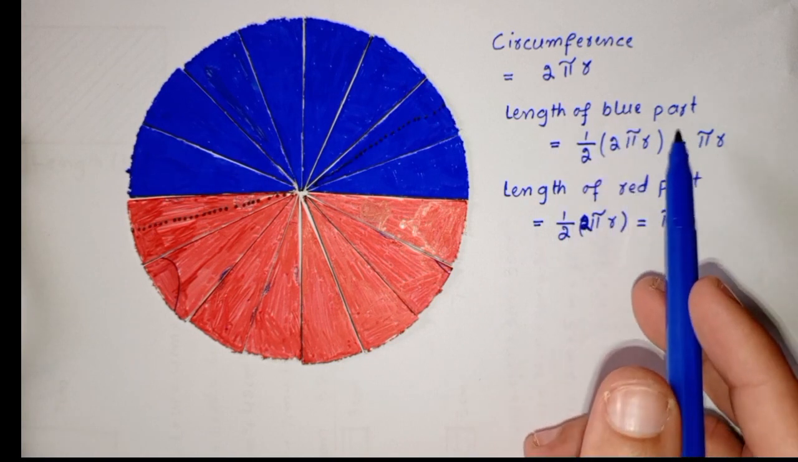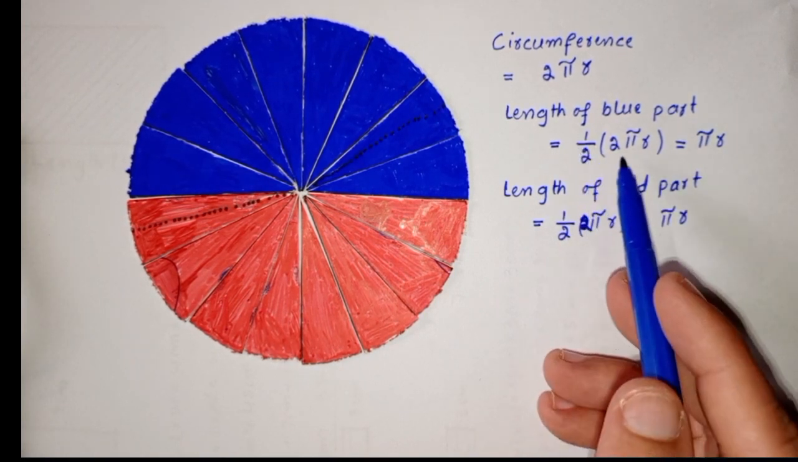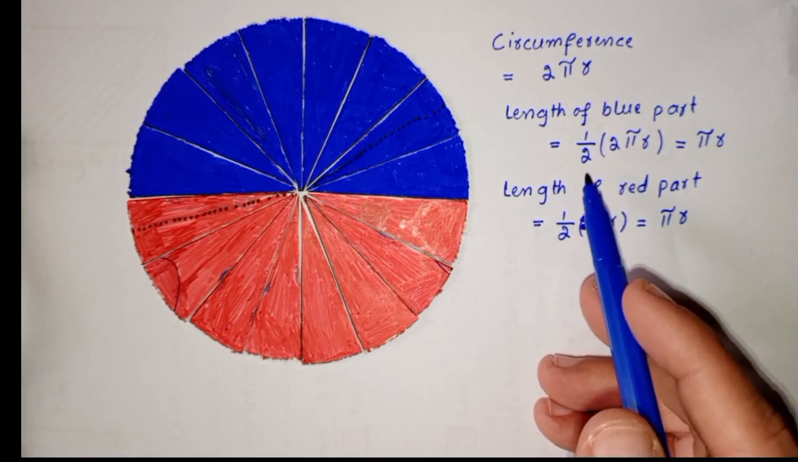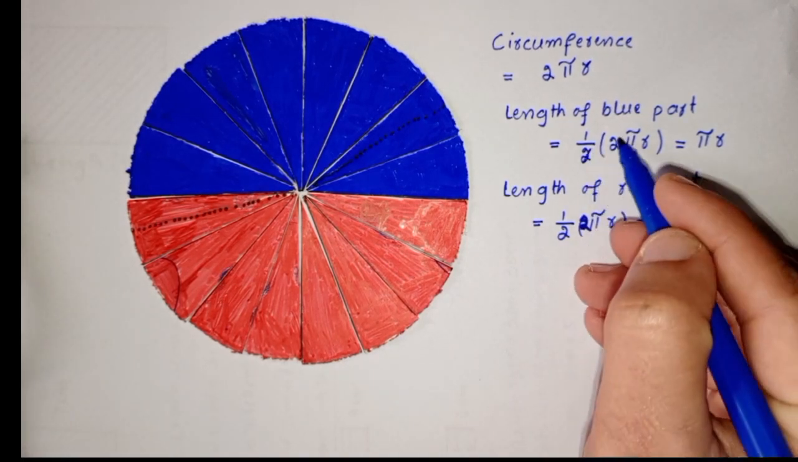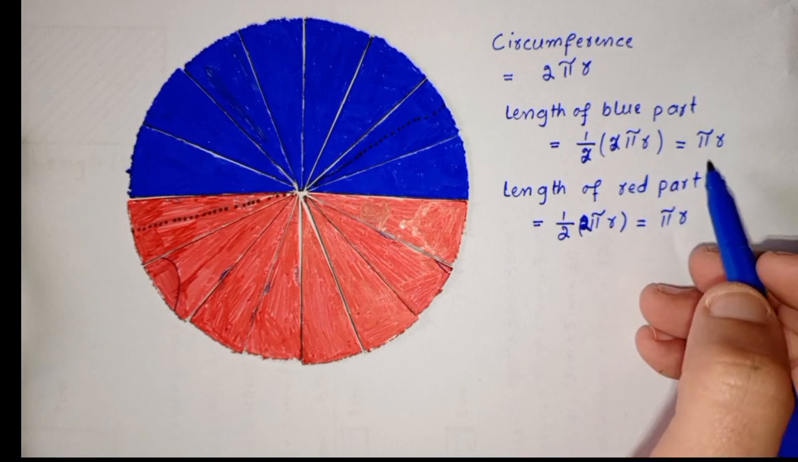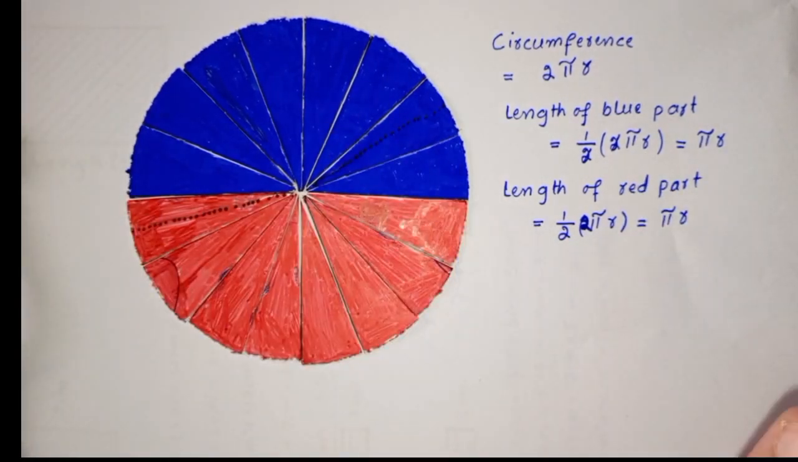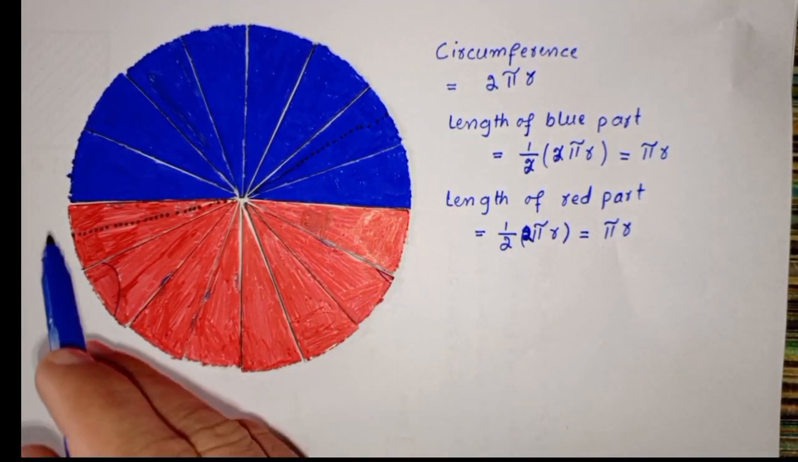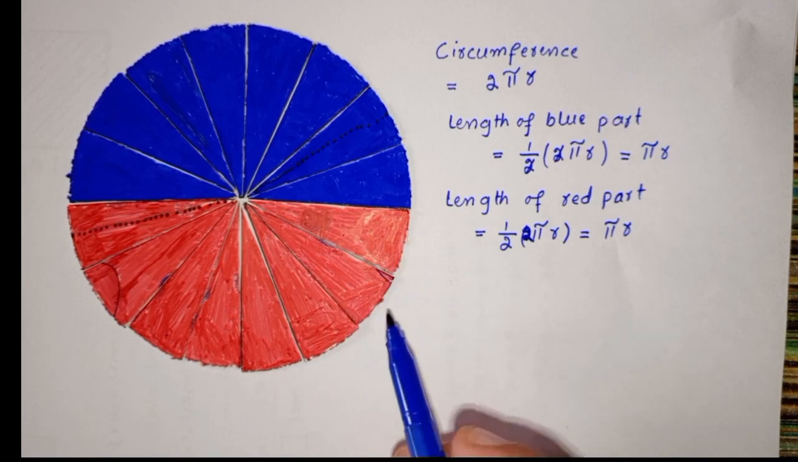Length of blue part equals half of the total circumference, right? This is the total circumference, and I took the half. So 2 will cancel 2 here, and we can get pi r. So pi r is the length of this blue side of the circumference.